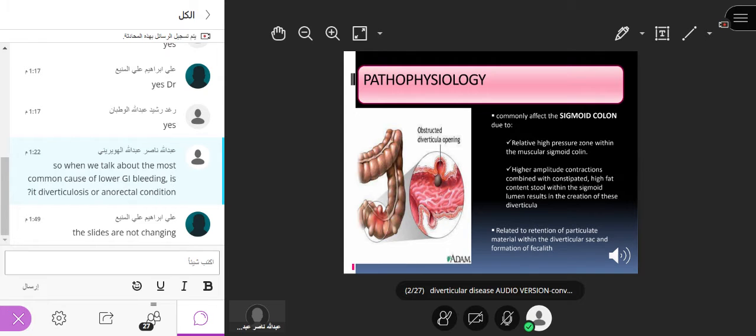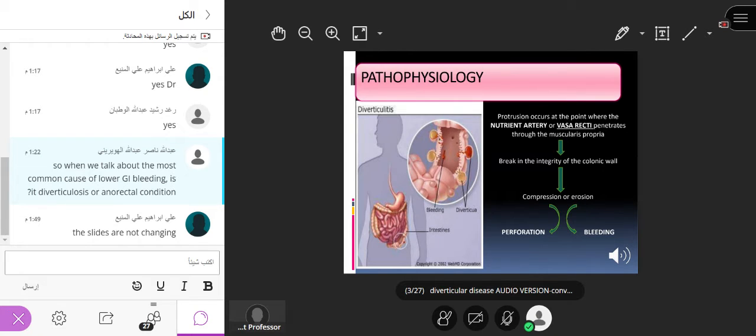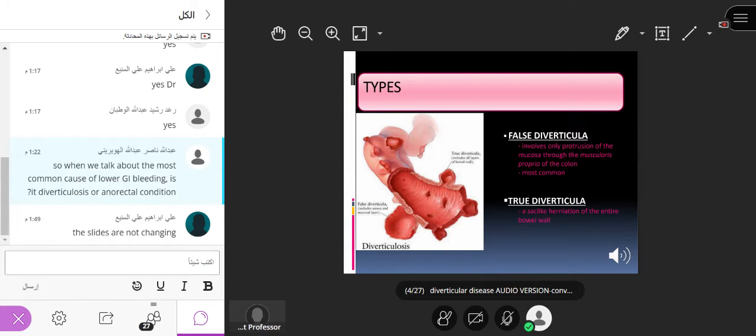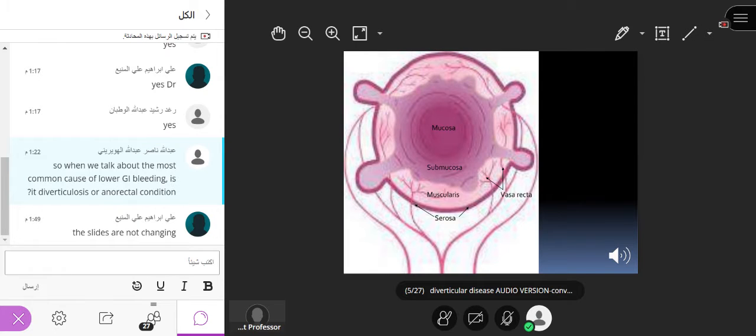So we discussed the previous point and now this point. False diverticulum and true diverticulum. You see, it is showing the layers: serosa, muscularis layer, submucosa, and mucosa. The mucosa is projecting, perhaps with some part of the submucosa, but not the muscularis layer, and it projects toward the serosa. So they are false diverticula.